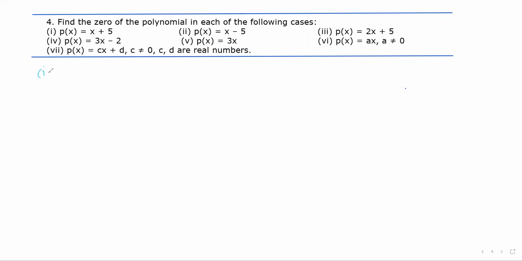So, P of x is equals to x plus 5. P of x is equals to 0. X plus 5 is equals to 0. X is equals to minus 5. Therefore, minus 5 is the 0 of P of x.